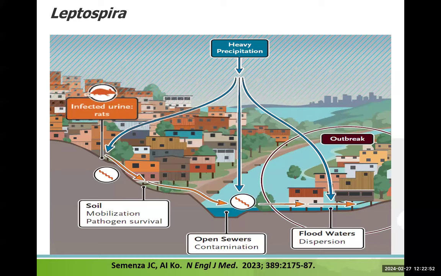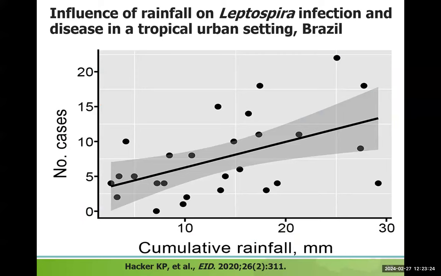And here again, a similar kind of diagram. Again, in blue, you can see the heavy rain, and in orange, the Leptospira bacteria. And you can see how on the left, the infected urine from rats now leads to the bacteria spreading into the open sewer and contaminated sewer, where they then spread and disperse in the floodwaters, where we then experience the outbreak of Leptospira. And in fact, here is some data from work that has been done by Albert Ko. You can see the increase in number of cases of Leptospira in relationship to cumulative rainfall. This is obviously a relationship that holds true, statistically speaking.